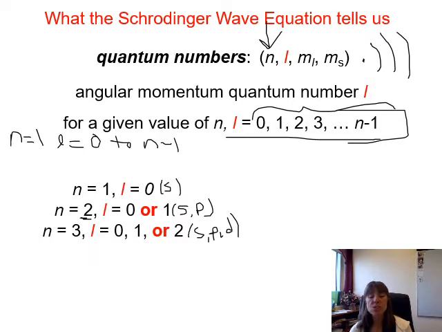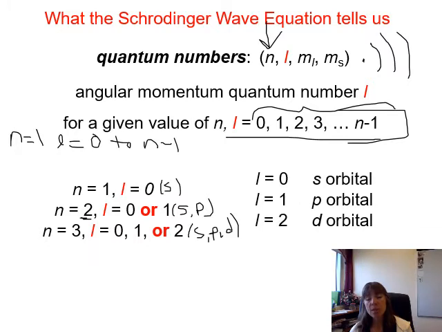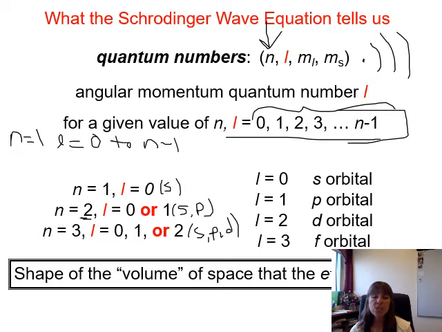S's are spherical in shape. P looks like lobes that go down to 0 in the center. And then D have all different shapes, and we're going to look at those here in a second. So there's our s, there's our p, and there's our d, and there's our f. So these are the shapes.